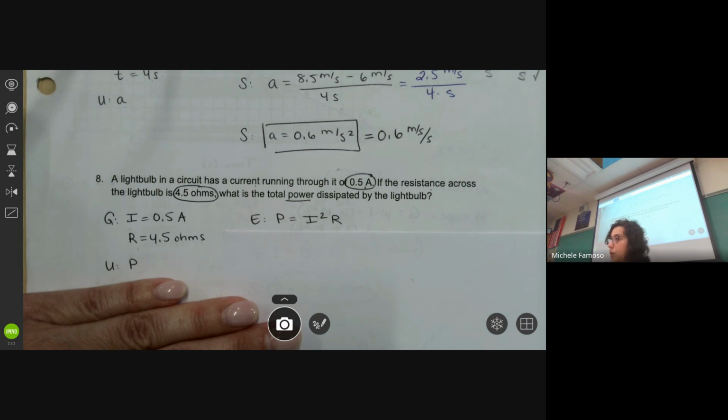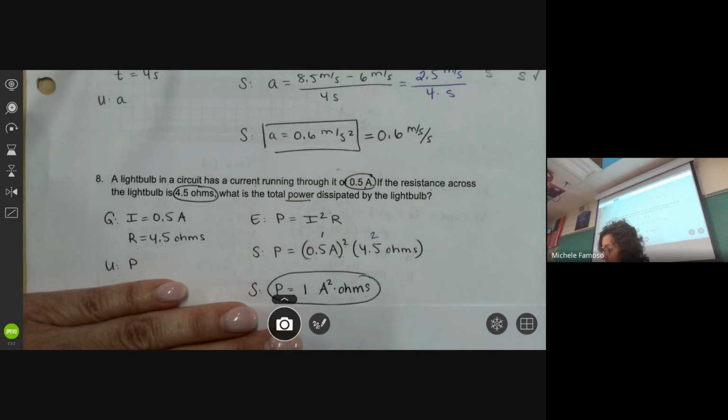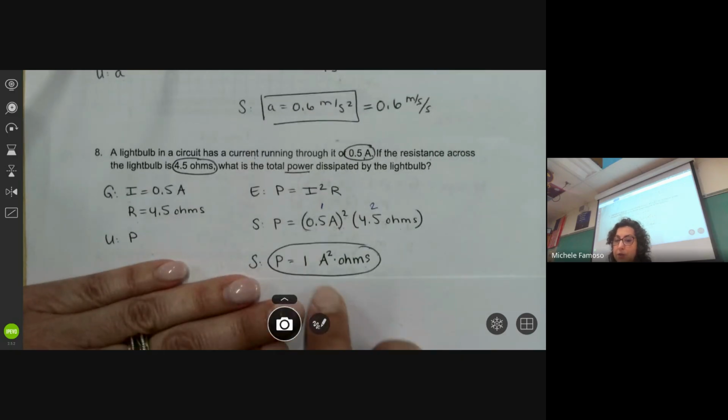So the equation you should have selected from that page of the reference table was P equals I squared R. You then should have substituted in 0.5 A, that quantity squared, times the quantity 4.5 ohms. When I multiply this out on the calculator, I have to round it to 1 sig fig because of the 0.5, which means my final answer is 1, and the units are capital A squared times ohms.